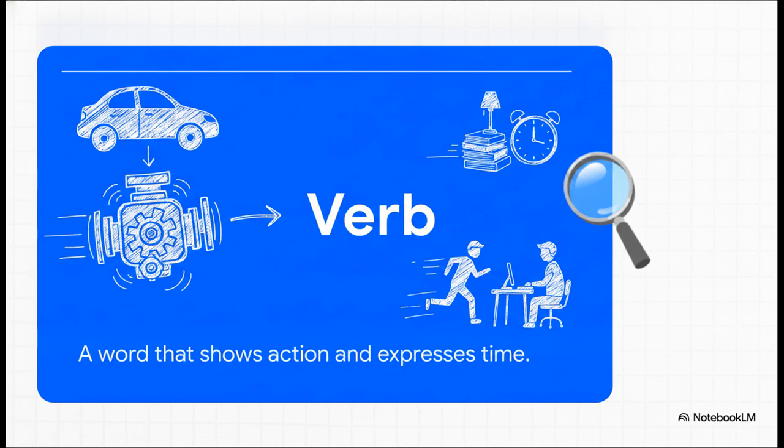And finally, to complete our foundation, we have verbs. Think about it like this. If the noun is the car, the verb is the engine. They are the action engines of our sentences. They show action like work, run, or study. But crucially for our explainer today, they also express time. They tell us exactly when an action is happening.